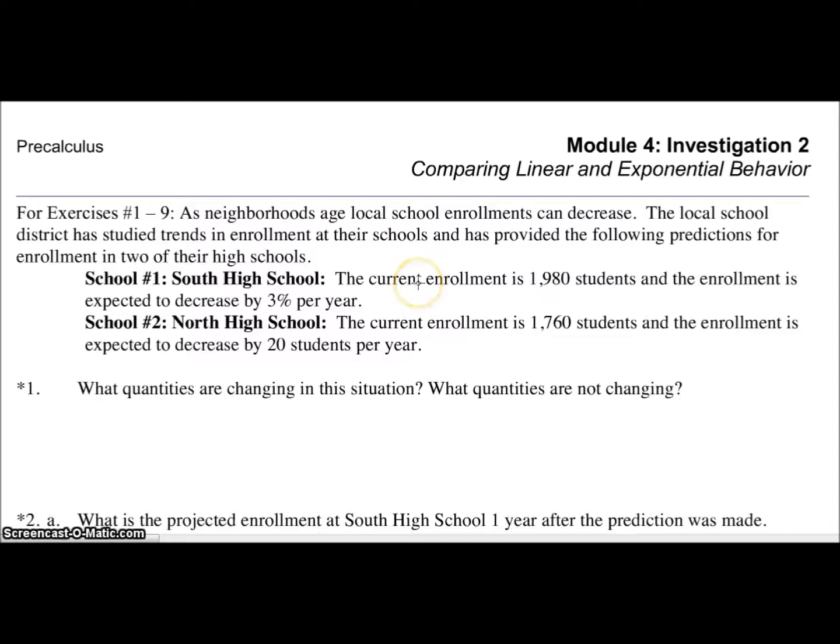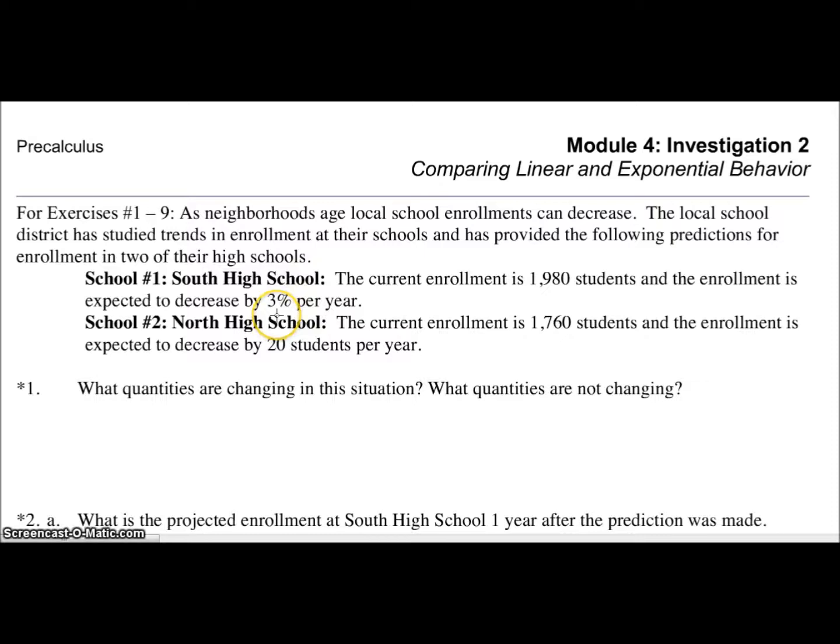So, with the first high school, we can see that the current enrollment is not changing. That's not changing for the second high school either. Like the enrollment that we start out with is not changing, and that's a quantity. Let's see, what else? The number of students that are enrolled in the school each year is a changing quantity. Each year we're going to have fewer students at each school.